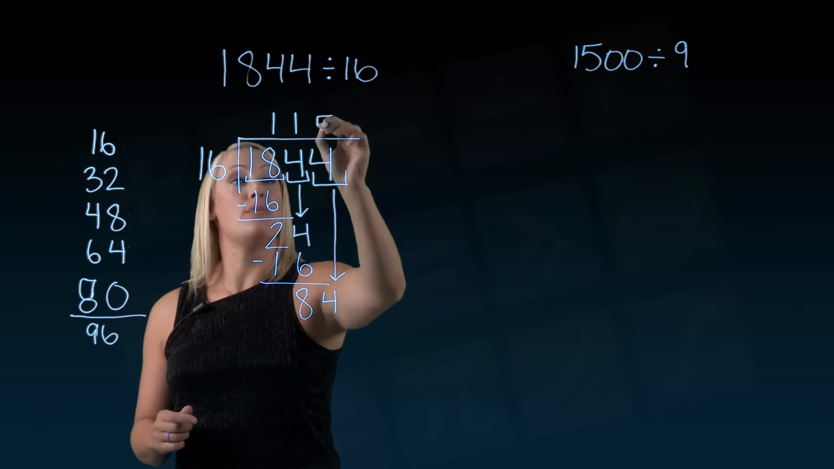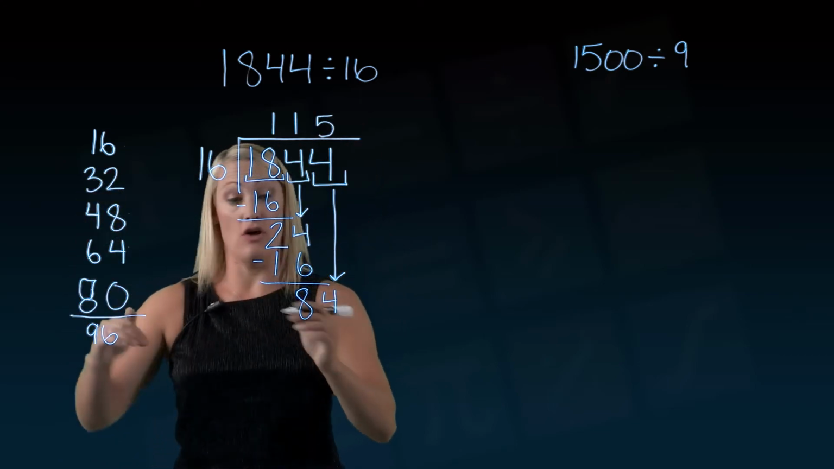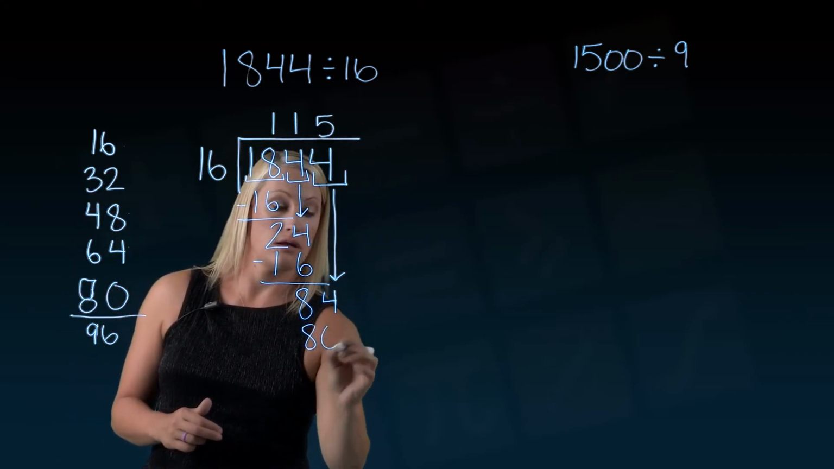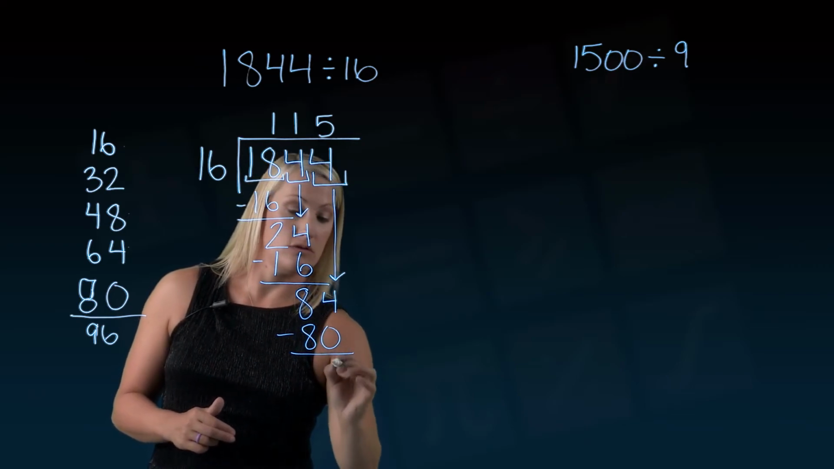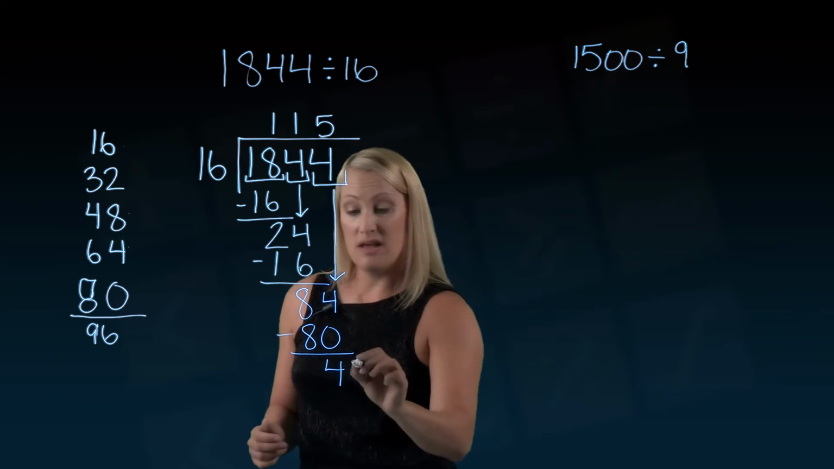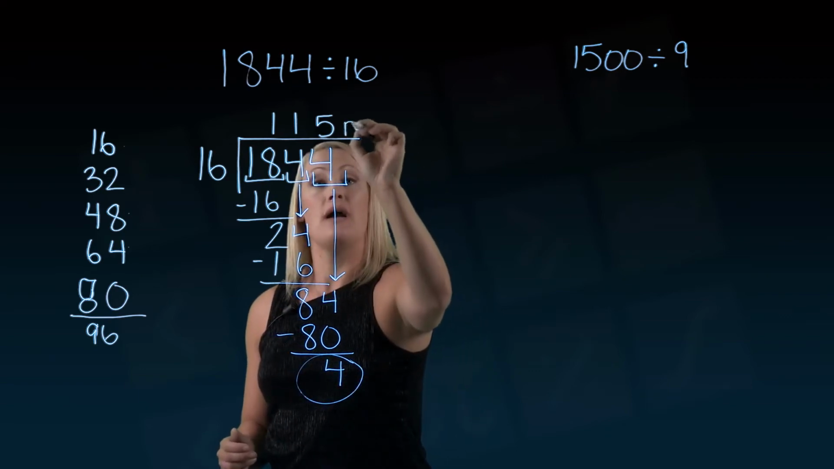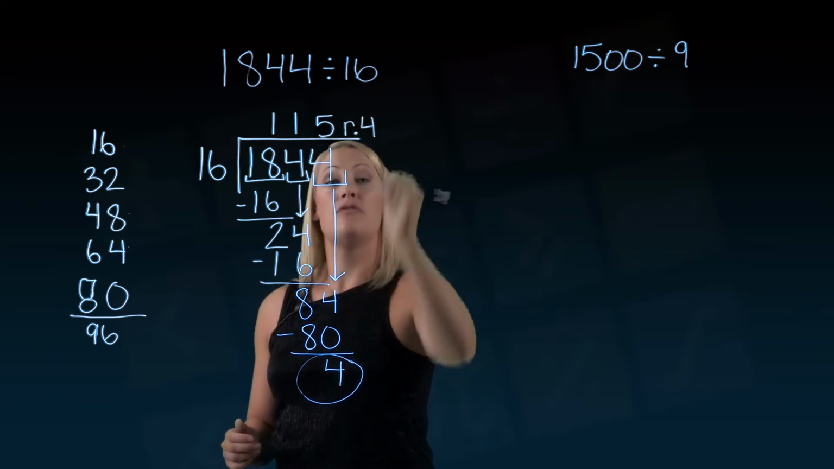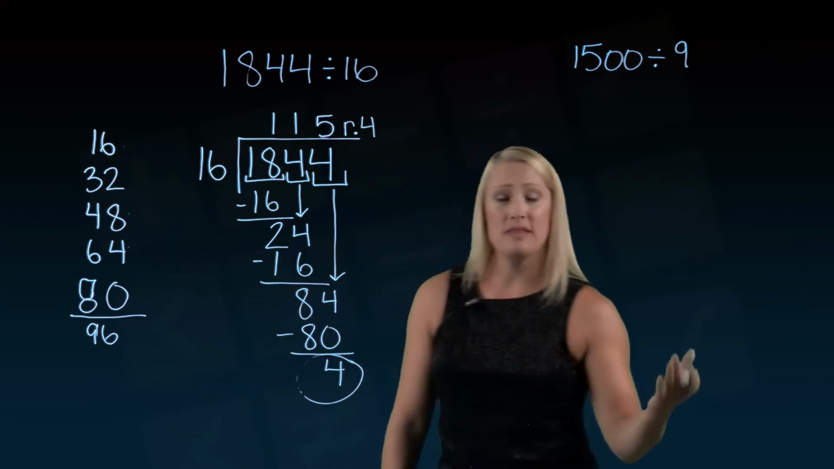I'm going to put a 5 up here. 5 times 16, I know, is 80. And I'm going to subtract those two, and I'm left with 4. Since there's nothing else to bring down, this 4 down here is my remainder. Remainder of 4. And I don't think there's anything wrong with doing that on the side of your page.